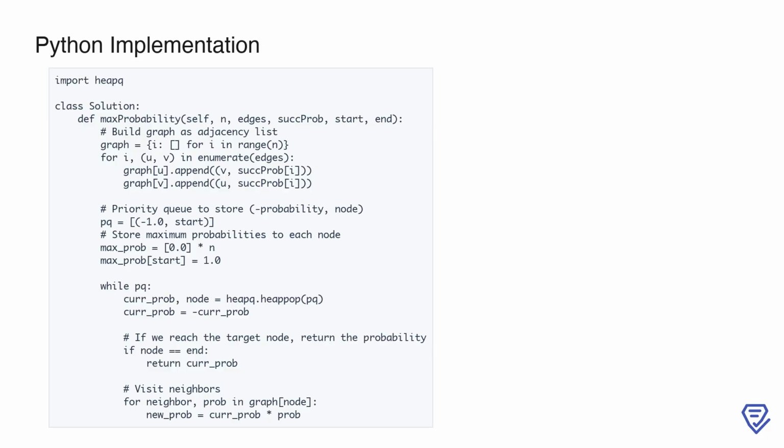After building the graph, we initialize a priority queue with the start node and a probability of 1.0, stored as -1.0 because Python's heap is a min heap by default, and we need to simulate a max heap. We also initialize an array, max_prob, to track the highest probability of reaching each node, setting the start node's probability to 1.0. The main processing happens in the while loop, where we repeatedly extract the node with the highest probability from the queue. Inside the loop, we negate the stored probability back to its positive value. If we reach the target node, we return the current probability immediately. Otherwise, we iterate through the node's neighbors to explore potential paths.